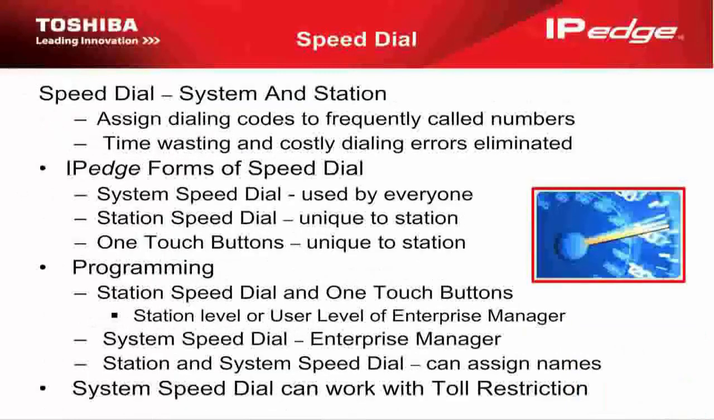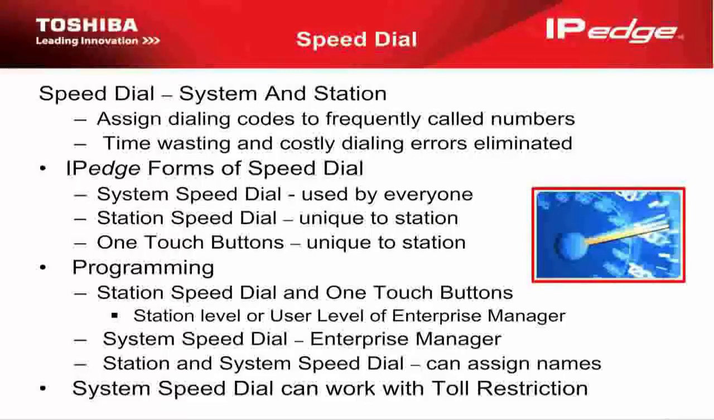Speed Dial, which is also known as automatic dialing or one-touch dialing, enables the customer to assign dialing codes to telephone numbers that are frequently called. Looking up telephone numbers can be time-consuming. Errors can be made in dialing, which also wastes time and can be costly. By using automatic dialing for numbers that are frequently called, those time wasters are eliminated.